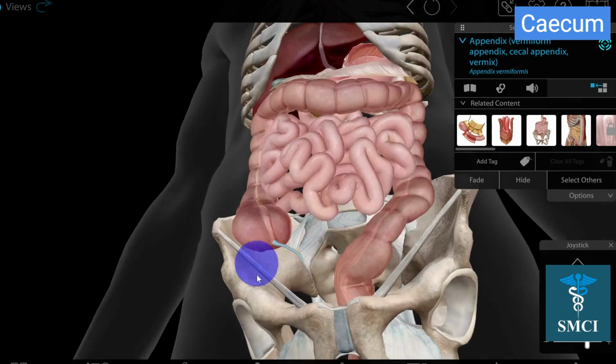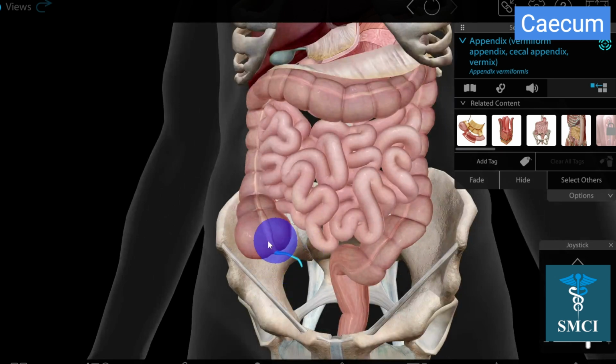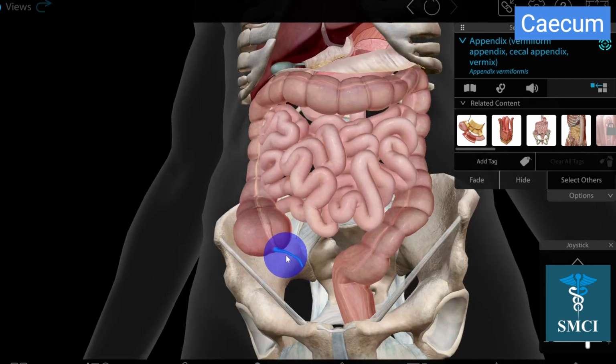Now let's discuss the position of the appendix on the cecum. Here you can see where the appendix is located. It is situated on the posterior side as well as the medial side. So we can say the appendix on the cecum is located posteromedially. That's the position of the appendix.